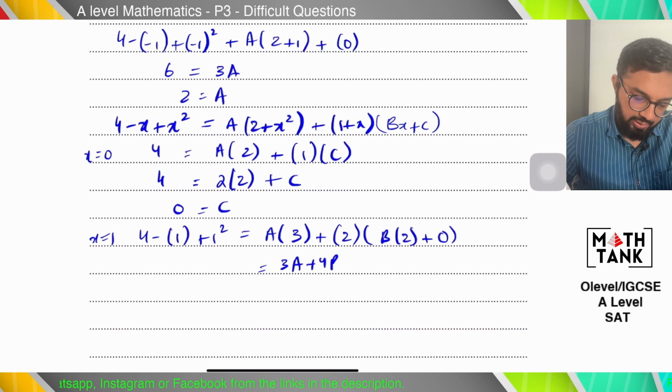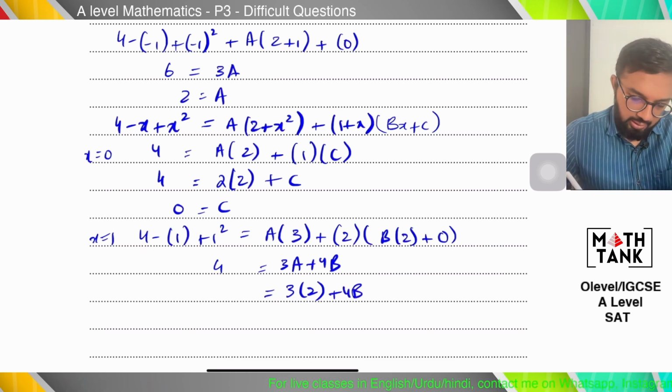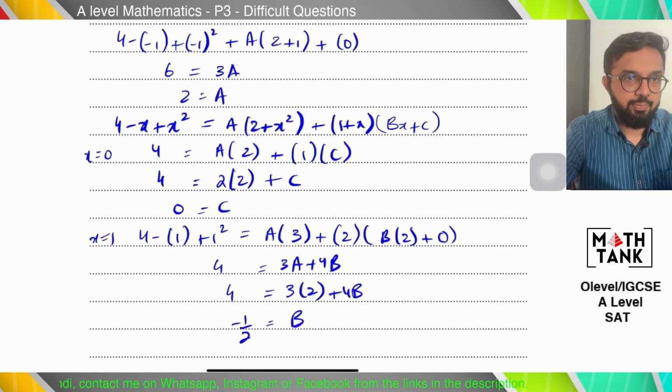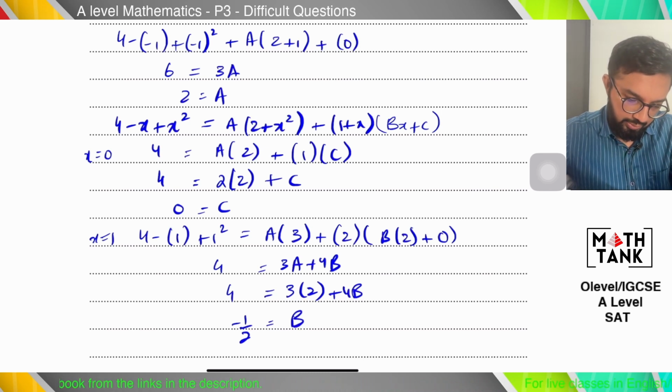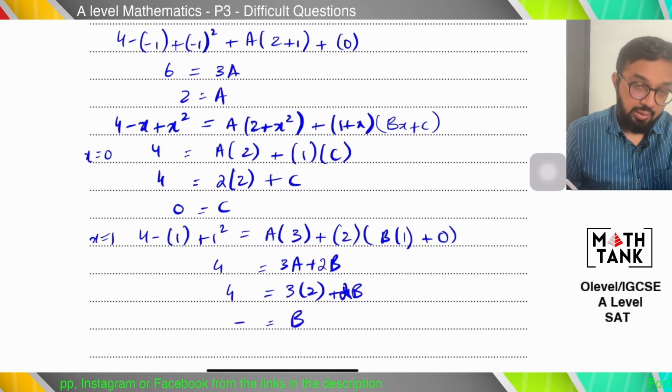3A plus 4B equals to 4. 3 times 2. I'm a little unsure if this is the right number that I'm going to get. I'm getting B as minus half. Let's just check if our calculations are correct. Now there is something wrong. What have I done wrong here? 3A to, okay, that should be 2B, right? Yep, 2B. So B should be minus 1.